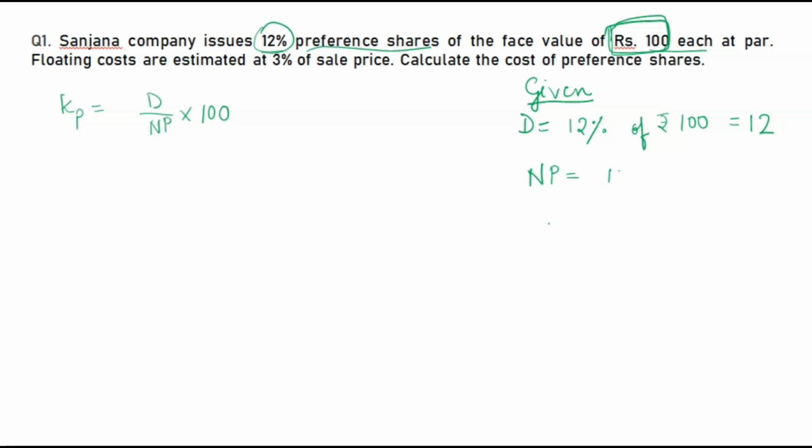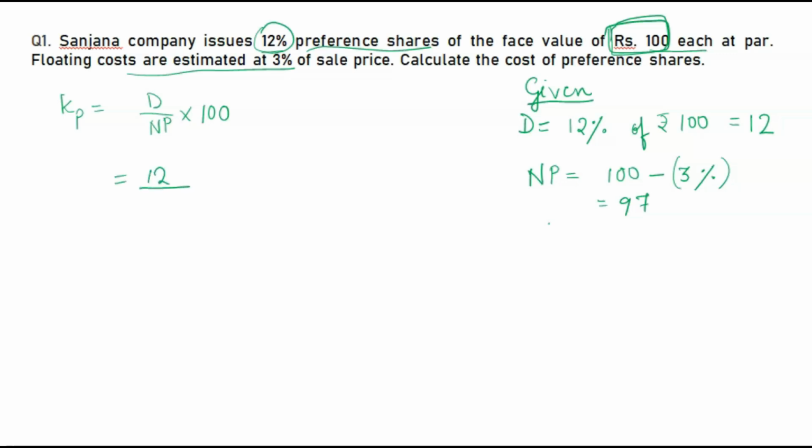This 100 is net proceeds, and if you see, floating costs are estimated at 3%. So floating cost, we always deduct it from the net proceeds. Means this was the value, and from this we will deduct 3%. 3% of 100 will be 3 only. So we'll get 97. So in this question, only two things were required, D and NP. We got both the things. Just put it in the formula.